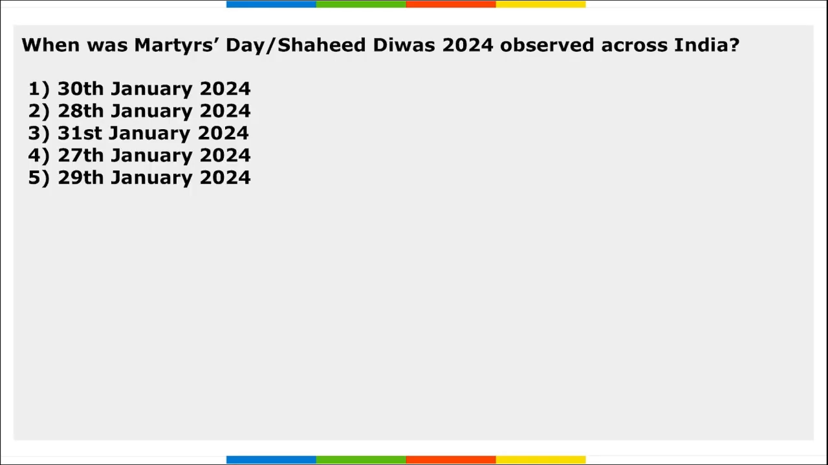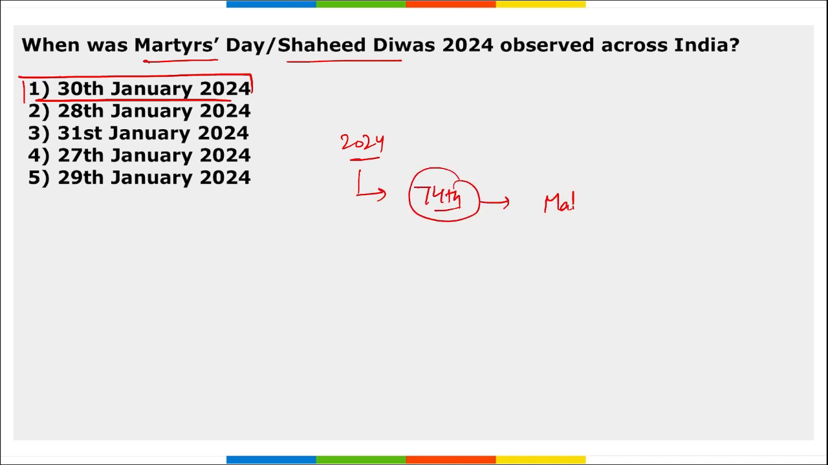Let's start. First is, when was Martyrs Day or Shahid Divas observed across India? So on 30th of January we observe Shahid Divas or your Martyrs Day, correct? And this year in 2024 we observed the 74th death anniversary of Mahatma Gandhi. Right, take a note of this, this is important. And on 30th of January only Mahatma Gandhi's death anniversary is observed. Mahatma Gandhi is known as father of nation.